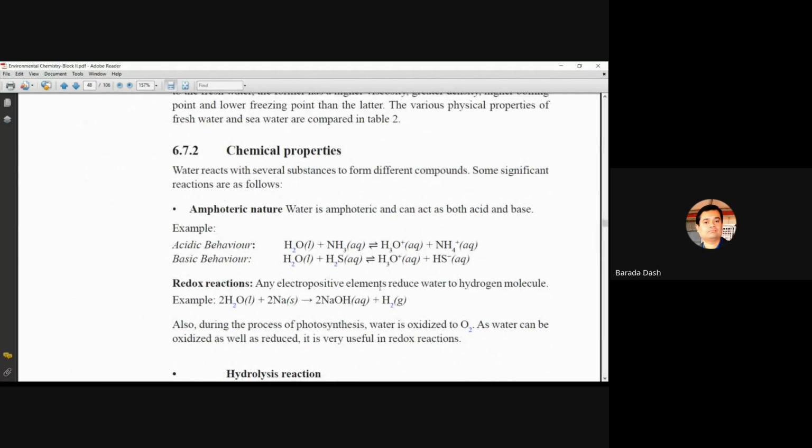Chemical properties: amphoteric nature. Water is amphoteric and can act as an acid and a base. When water reacts with ammonia, hydronium ion forms, and when water reacts with hydrogen sulfide, hydronium ion also forms. So basically, it's amphoteric. It behaves as both acid and base.